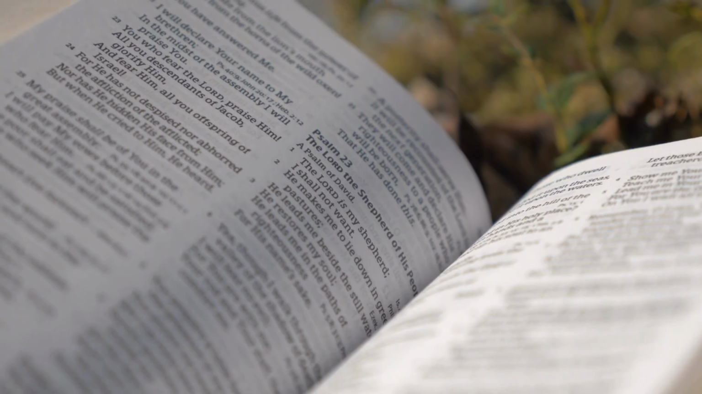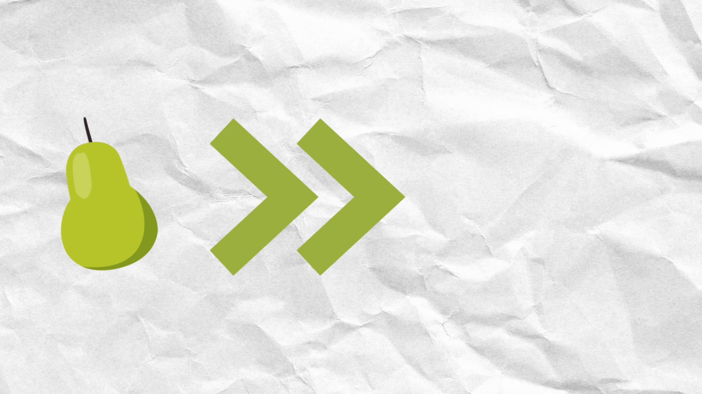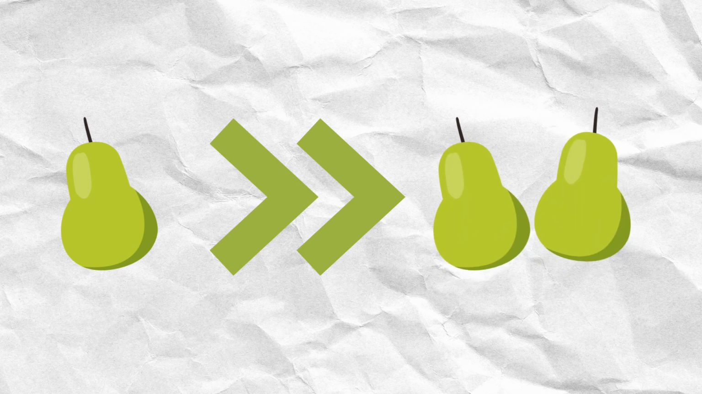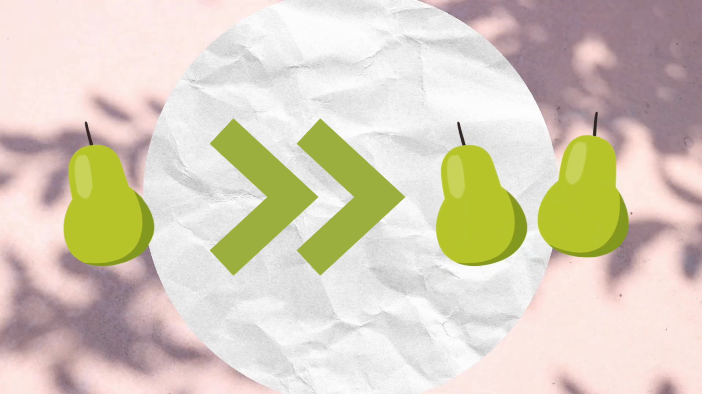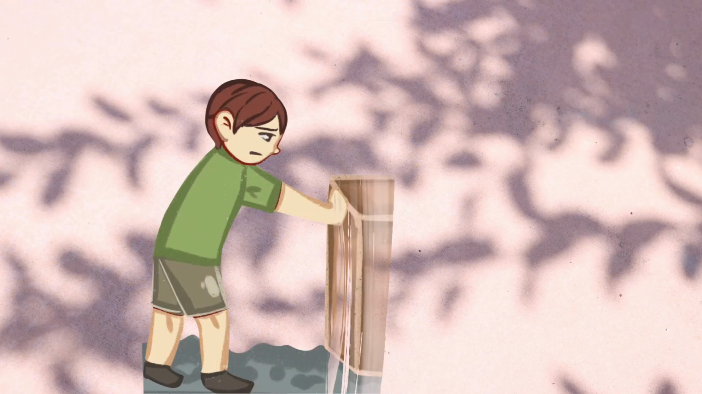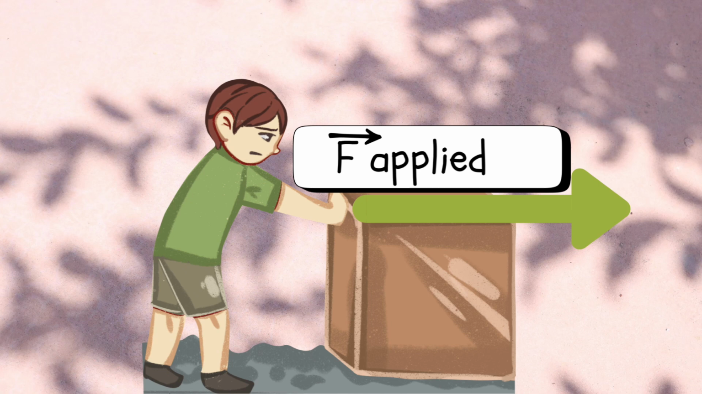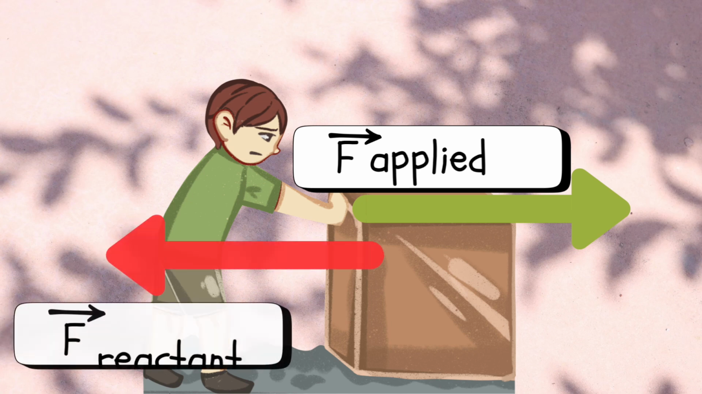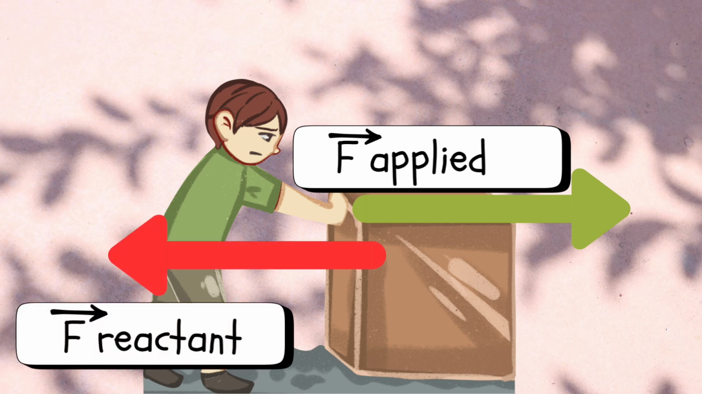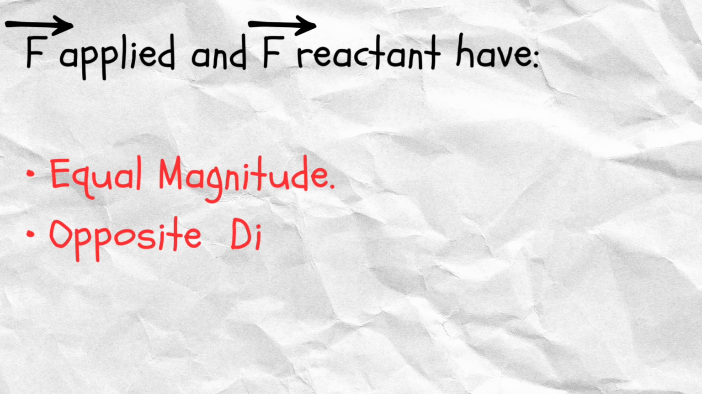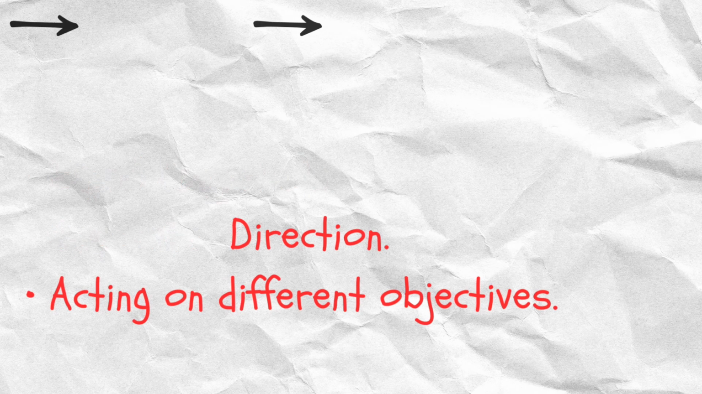In this chapter, we shift from looking at forces on a single object to understanding how forces always appear in pairs between two objects. And once you see it, you notice it everywhere. Let's start with a simple idea. Whenever one object exerts a force on another, the second object simultaneously exerts an equal force back. These forces are always equal in magnitude, always opposite in direction, and always acting on different objects.